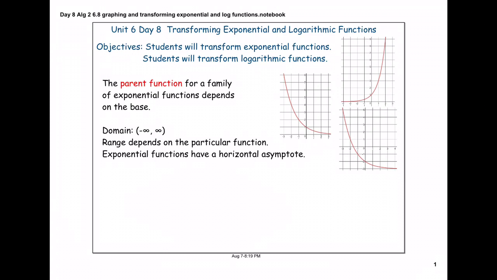The parent function for a family of exponential functions depends on the base. The domain is from negative infinity to positive infinity, and the range depends on a particular function. Exponential functions have a horizontal asymptote. These also will give you a graph that looks like a curve.